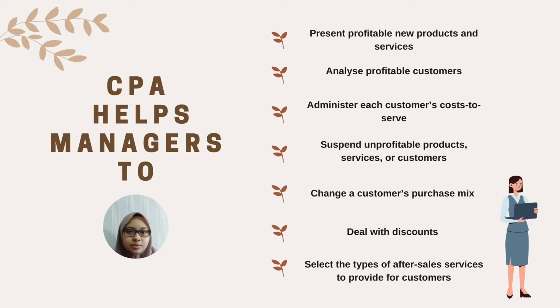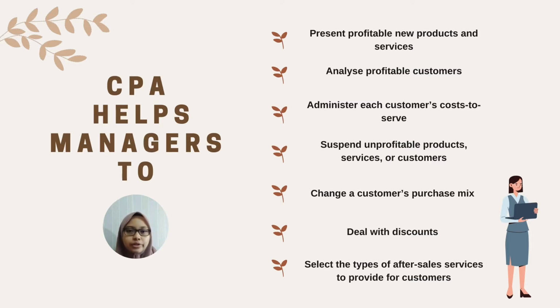Fifth, change a customer's purchase mix, typically aiming to sell higher margin products and service lines. Sixth, deal with discounts to achieve more sales with lower operating costs. And lastly, select the types of after-sales services to provide for customers.